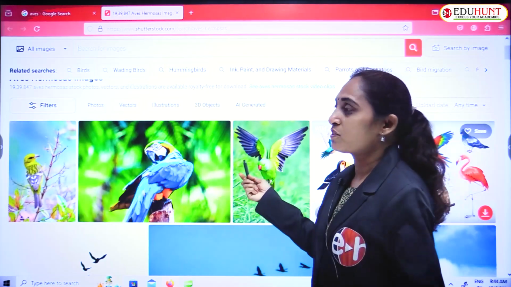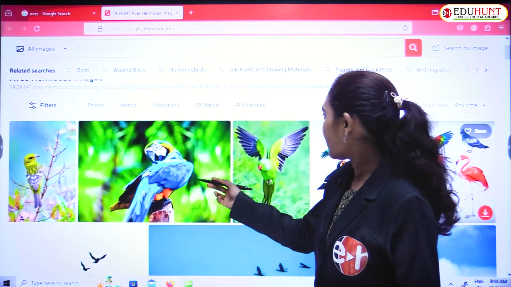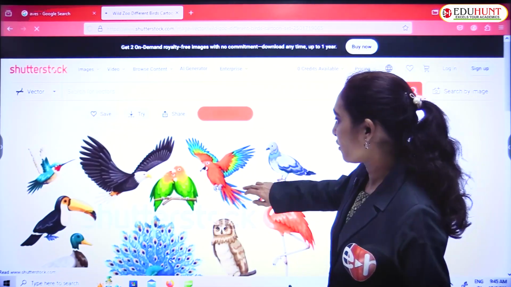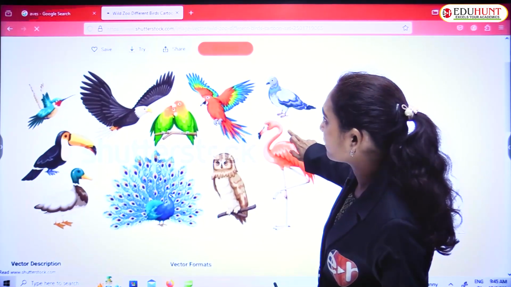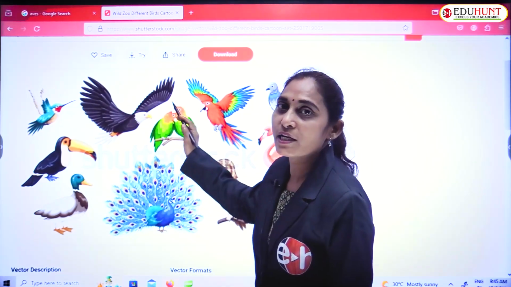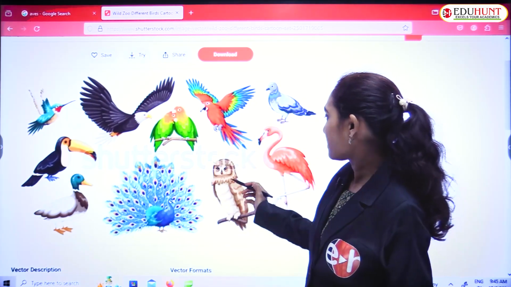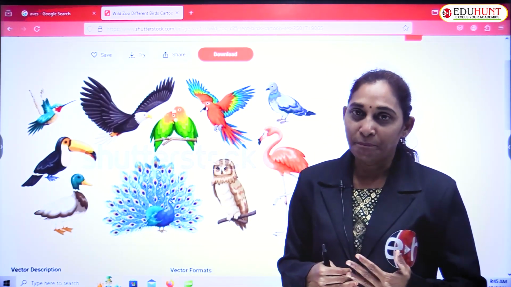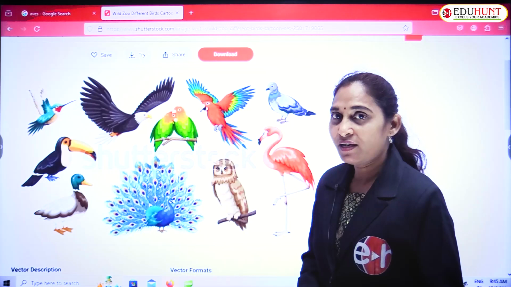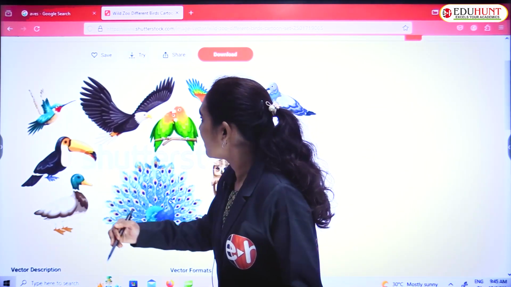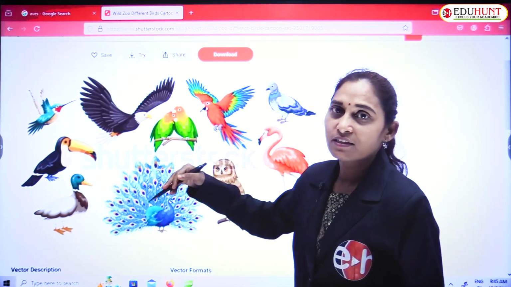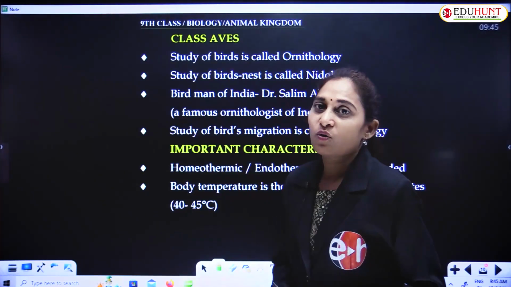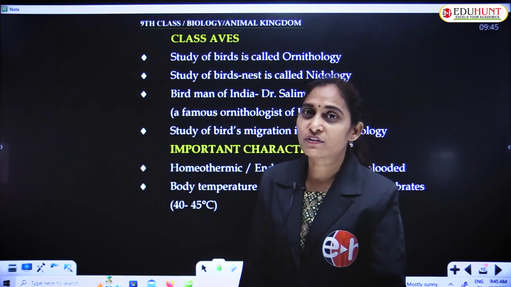These are the various pictures of birds. They are very beautiful. You can see, this is a Google image where you can see beautiful birds on the screen. This is an owl, a peacock, a male bird which is very beautiful, and a duck, and all these are different beautiful birds. We are going to explain about these beautiful birds.